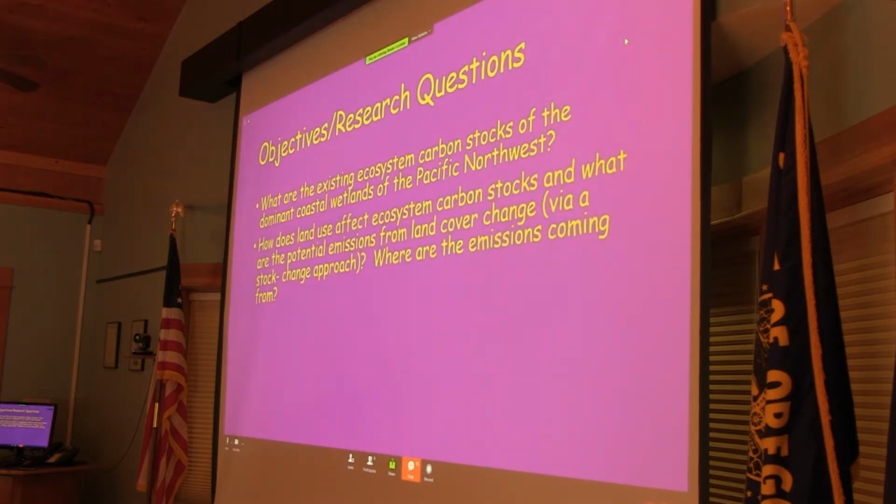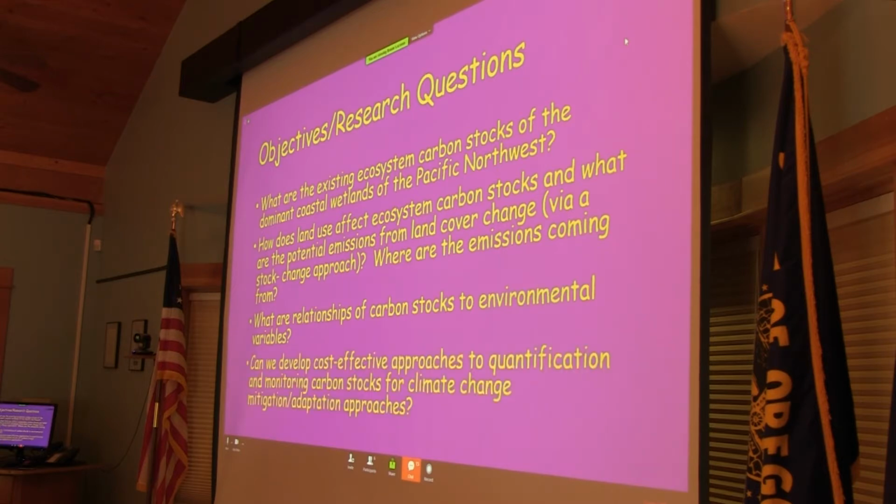Once we get an idea of stocks of the intact ecosystems, we want to know how land use, the conversion of the swamp forest to, say, cattle pasture, affects carbon stock or potential emissions. We're using an IPCC stock change approach, and again looking at relationships of carbon stocks to environmental variables, and whether we can develop cost-effective approaches to quantify carbon stocks earlier for climate mitigation and adaptation approaches.